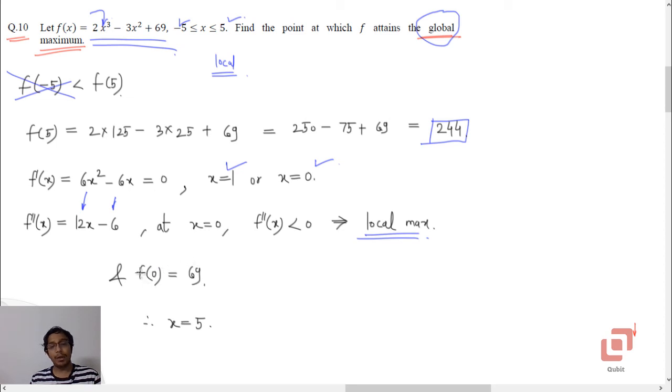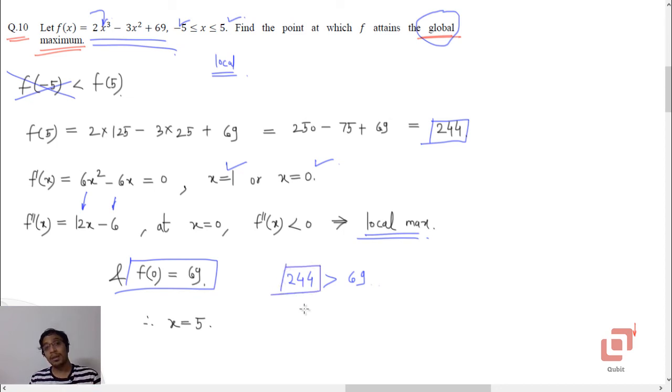And how are we going to find f of 0 now? We can find it by substituting it in the definition of the function. So clearly f of 0 is going to be the constant term 69, and because 244 is greater than this local maximum value, we will select the associated x value with 244.